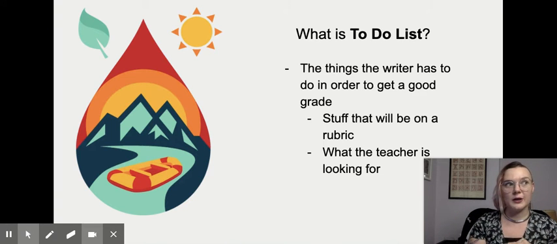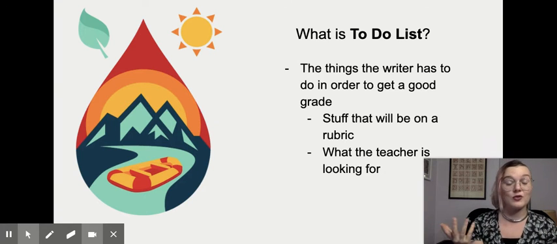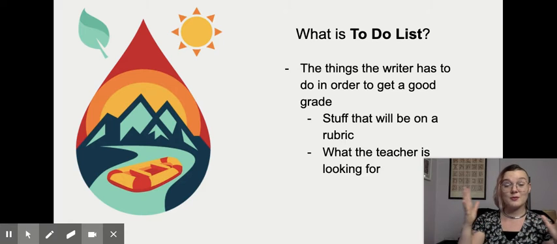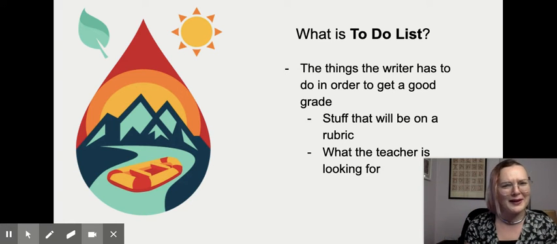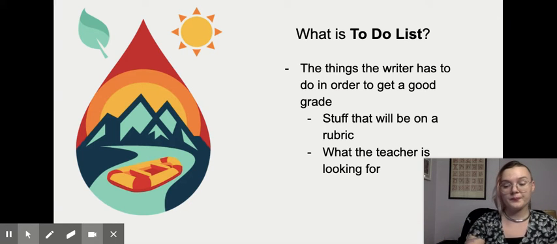Like when I helped our school to become a National Blue Ribbon school, I had to write a huge application for our school. I made a to-do list. It was really helpful because that was such a big deal. It was about 80 or 90 pages of writing. And if I didn't have a to-do list, I was definitely going to get lost.